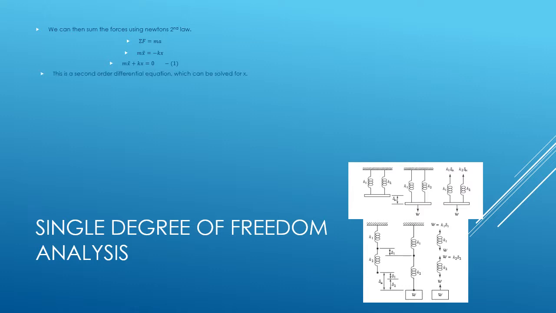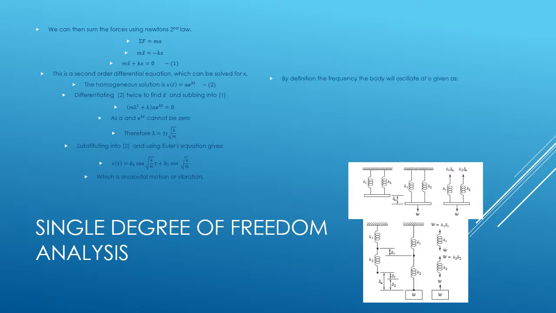Basically we have F equals ma, equal to minus the spring constant times the displacement. Then we move that to the other side and we've got a second order differential equation, which we can then solve for x. That will have a homogeneous solution, which we can go through, differentiate twice, and substitute back into the first equation. Basically we'll find lambda, then substitute that back into the original equation, and we've got pure sinusoidal motion, which is inevitably what vibration is.